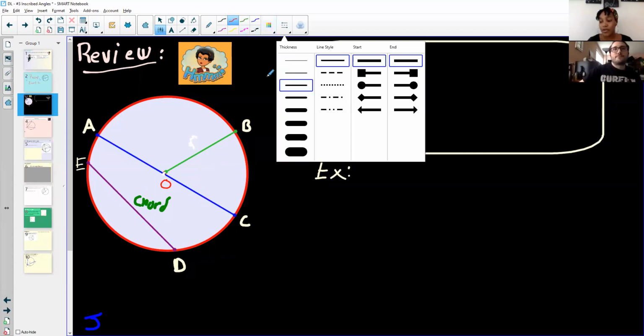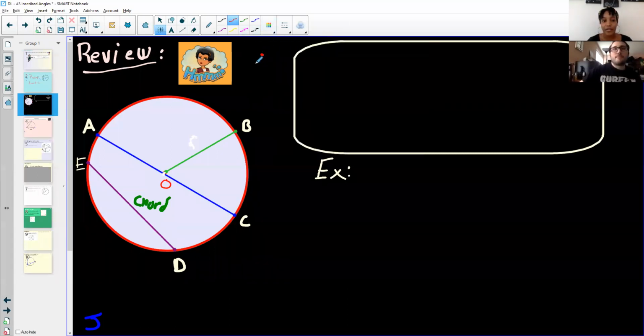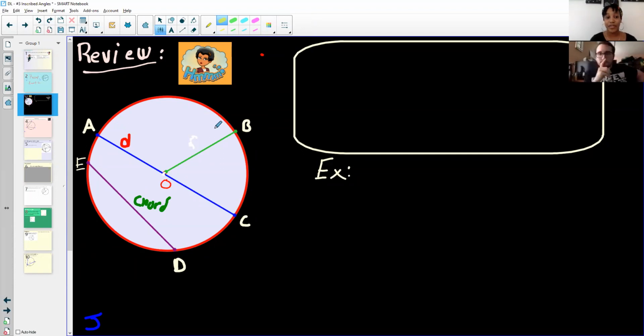Then we taught you about the other special piece that you've probably heard a million times before, the diameter. The diameter goes from one end of the circle to the other, and it passes through the center, and it's twice the length of the radius. In this case, the diameter would be AC. Those were the main things that we taught you about parts of the circle.